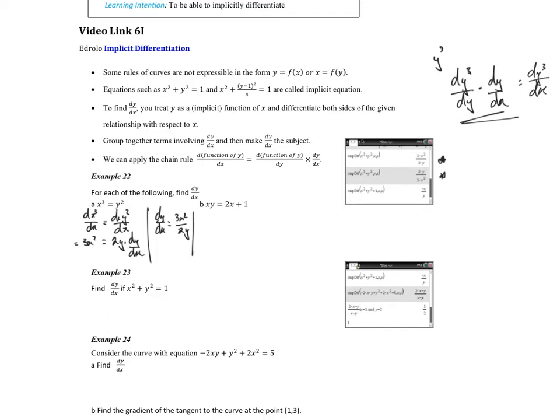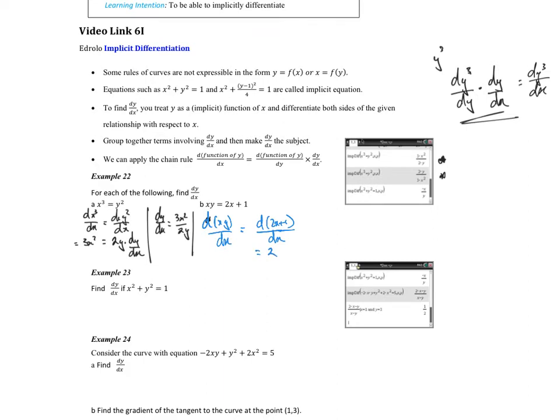Okay. So the second one here, now a little bit trickier. The derivative of xy. So again, let's use a different colour. The derivative of xy with respect to x is equal to the derivative of 2x plus 1 with respect to x. So the right hand side, the derivative of 2x is simply just 2.